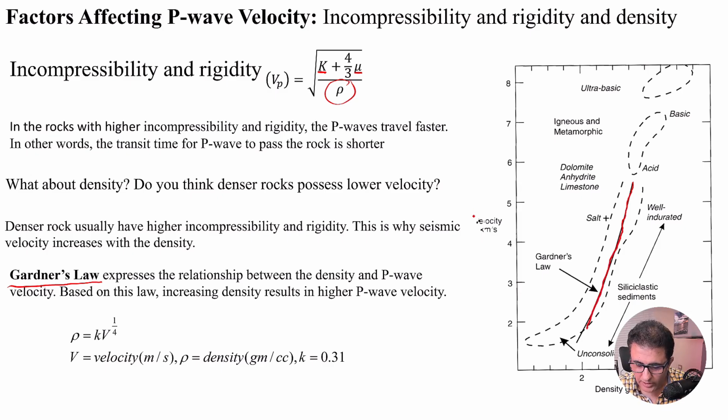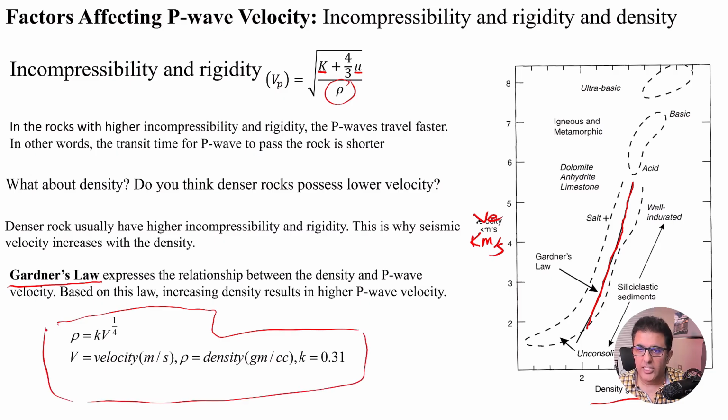Here the y-axis is velocity, in kilometers per second, and the horizontal axis is density. As you see, if we look at the relationship between different rocks, their velocity and density, you may notice that by increasing the density, the seismic velocity increases. And this equation that you see here shows the relationship between density and seismic velocity. This equation was developed by Gardner, and it's a kind of empirical equation.